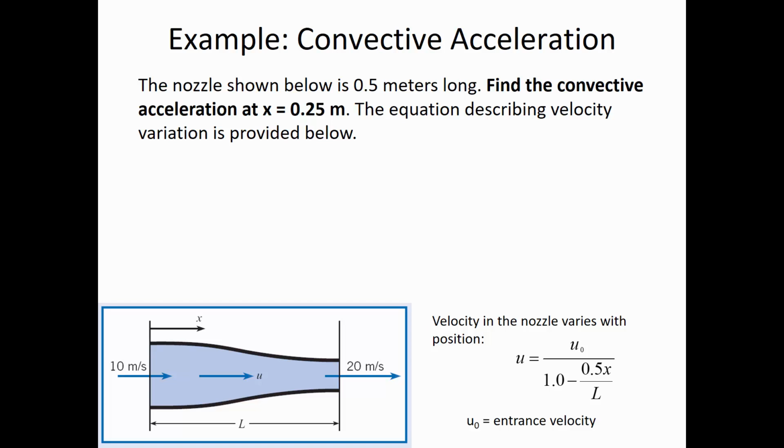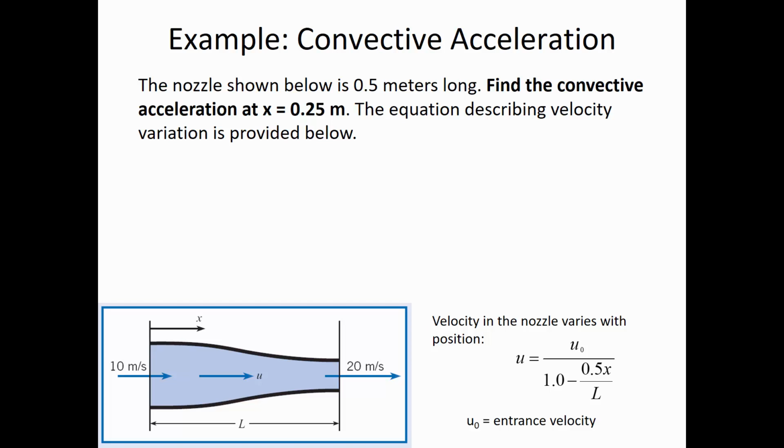But let's look at this nozzle. What we know from this nozzle is that we have an initial velocity of 10 and a final velocity of 20. And in this example, we're provided a formula that describes the velocity as a function of position. This formula says the velocity is the initial velocity divided by some factor that changes based on our position x, where x is 0 at the nozzle's entrance, and when x equals L, we're at the exit.